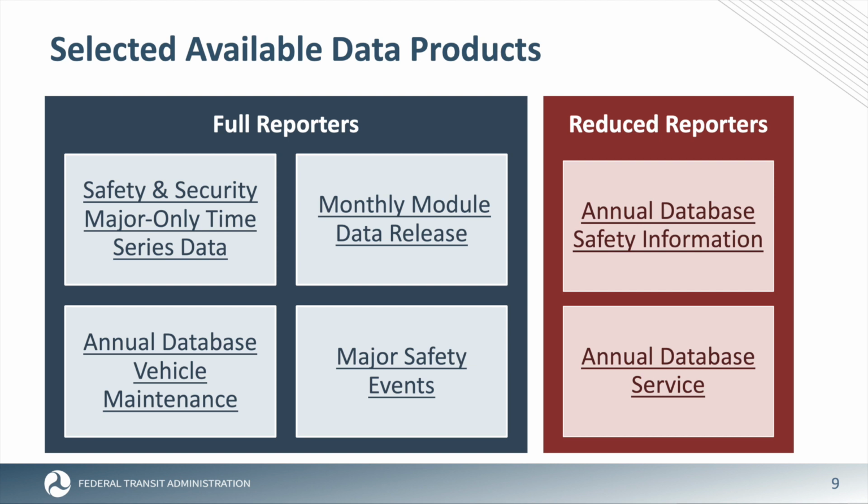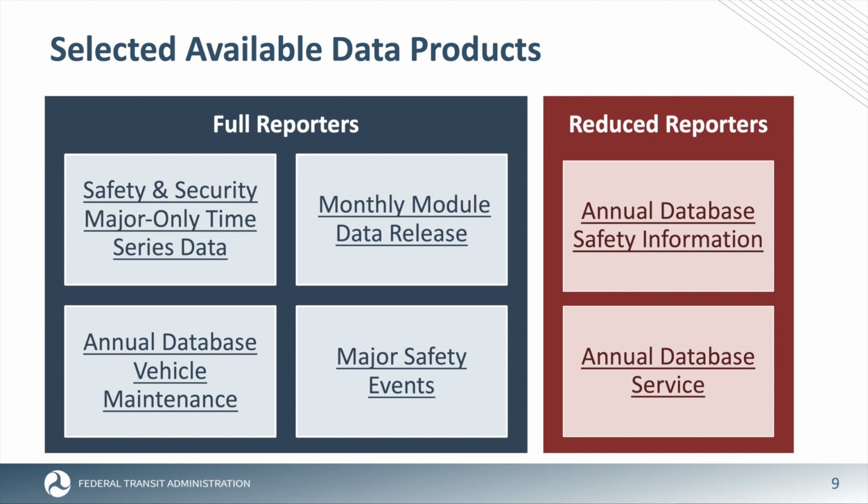We'd like to point out that FTA publishes what it calls the Safety and Security Major Only Time Series data file. This file provides major safety event totals by event type, provides the totals of the associated injuries and fatalities for those major safety events. And it breaks this data down by each individual agency, as well as the specific modes that that transit agency provides. All of these data are provided at annual totals, and you can find the totals for each year broken out in this database.